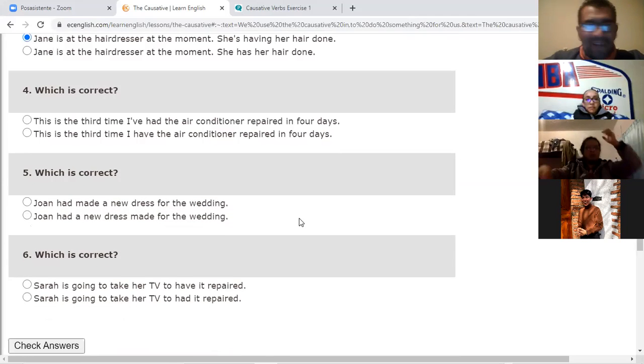Number four, which is correct? This is the third time I had the air conditioner repaired in 4 days. Or, this is the third time I have the air conditioner repaired in 4 days. The first or the second?